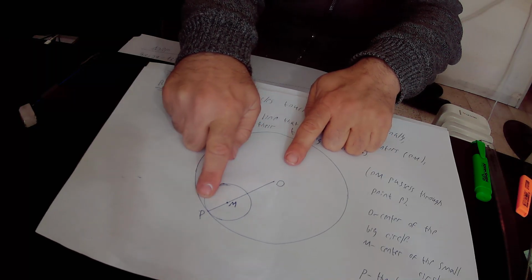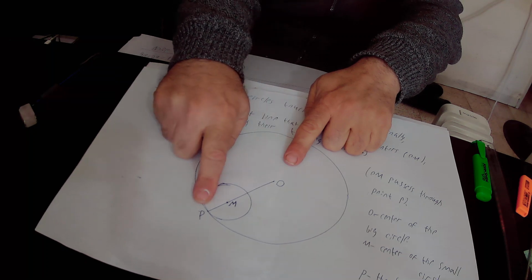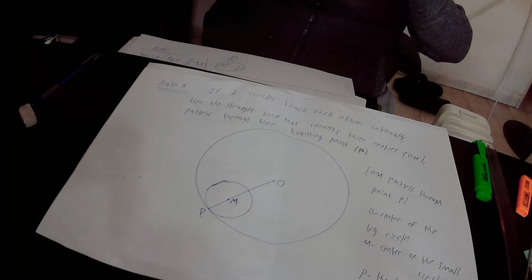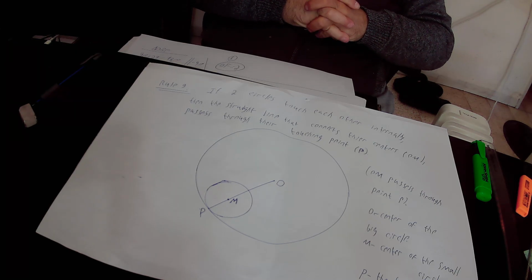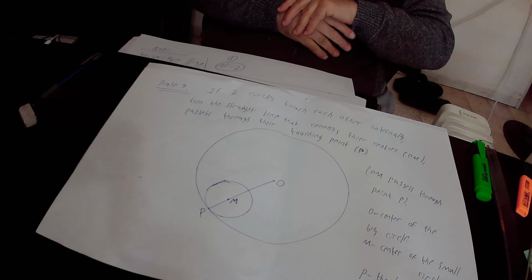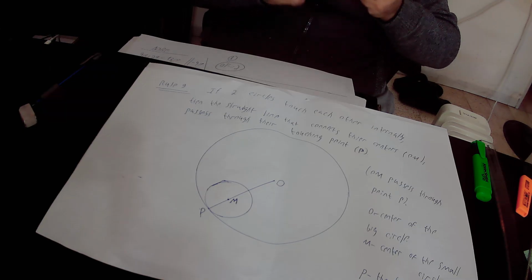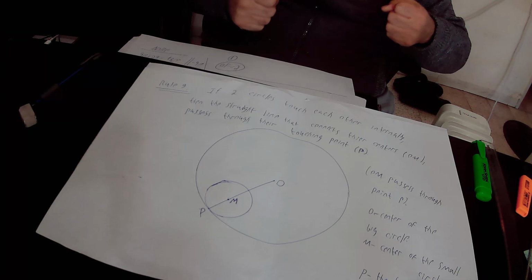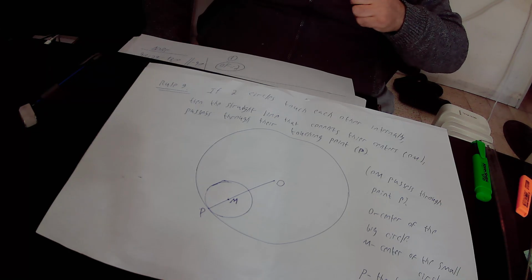OM must pass through point P. Or OMP is one straight line. Again, OMP is one straight line. So whenever you have an internal notch between two circles, you can implement rule 9. That is to say, whenever we have two circles that touch each other internally, you can implement rule 9.